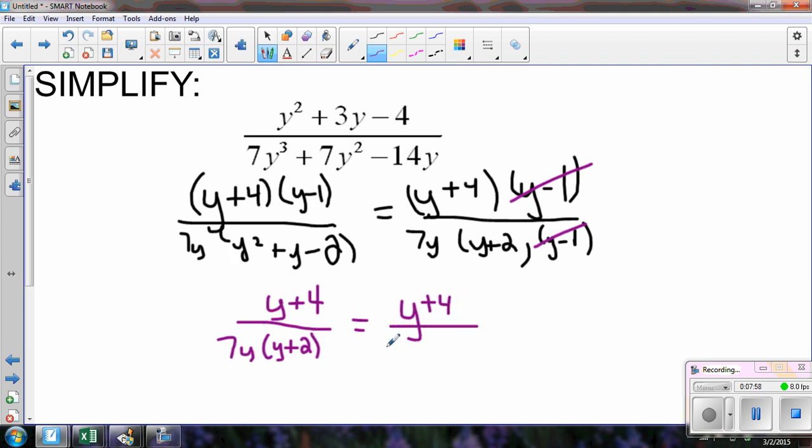The bottom, you get 7y squared plus 14y. And this is your final answer. So this concludes the lesson on simplifying. Our next video will be on multiplication of rational functions.